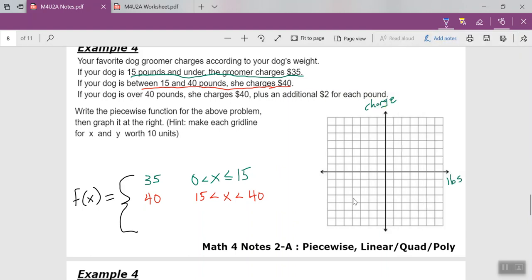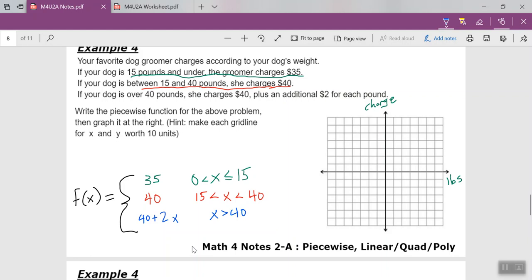Now, this is where the challenge comes, because when we're talking about something that is greater than 40, the dog is over 40 pounds, she charges $40 plus $2 for each pound. Now, we ran into a problem when we did this, because let's say the dog is 50 pounds. Well, that's $40 for the first 40 pounds, and then $2 for each pound after that. That ought to be 10 pounds times 2 is 20, plus the 40 is 60. That ought to be 60.